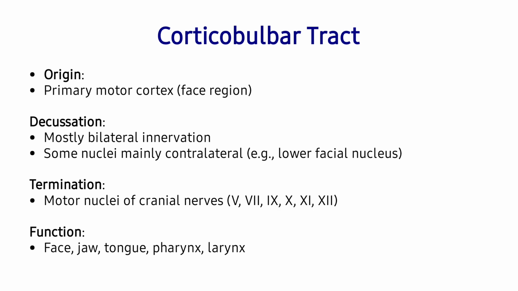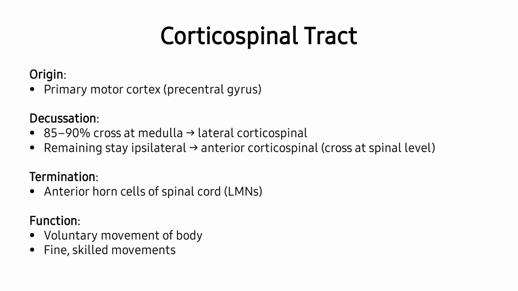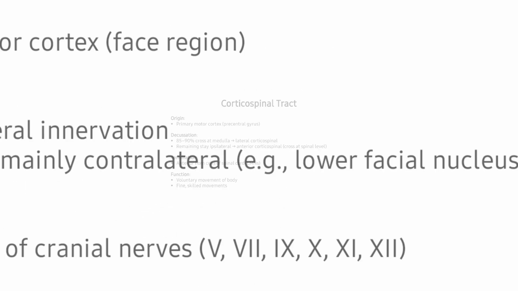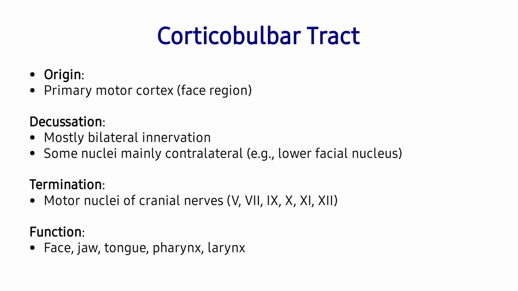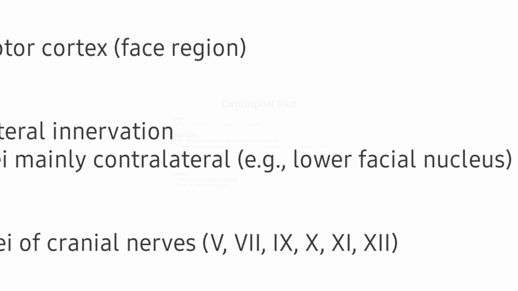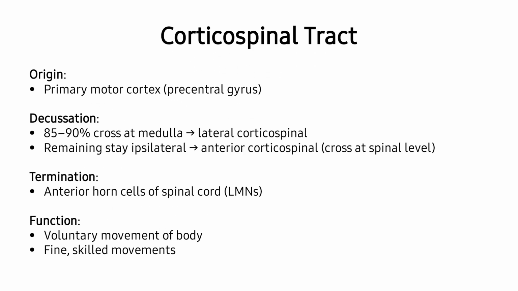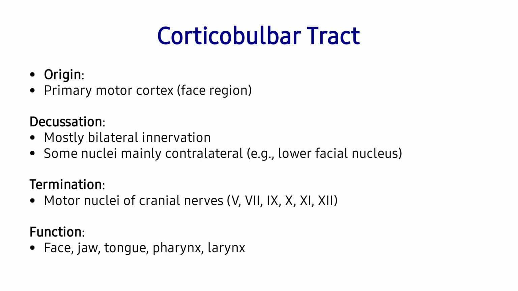Corticobulbar now. Corticobulbar origin, although different from the corticospinal, originates from where? The primary motor cortex. So they are not that different, but this one is mainly focused on the face region. Then decussation. This is usually mostly bilateral innervation. Some nuclei are mainly contralateral.